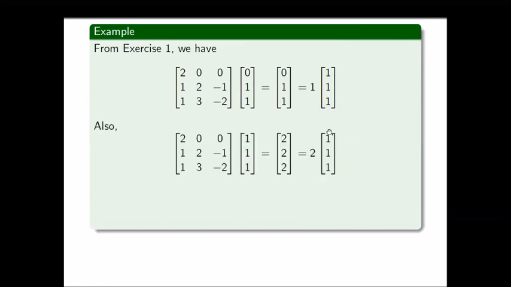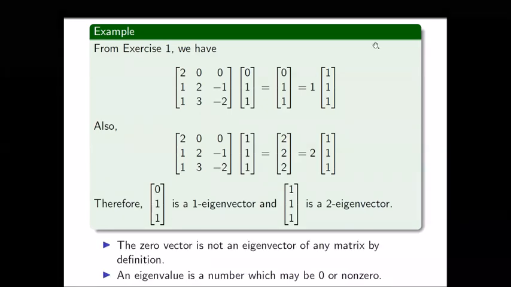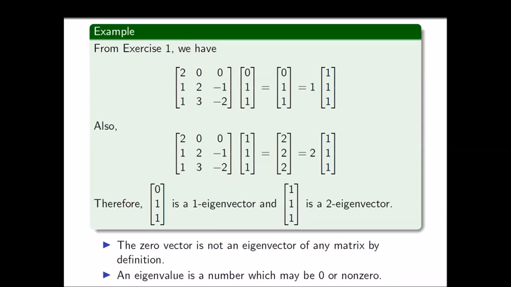In a similar fashion, if we multiply the matrix A with the vector 1, 1, 1, we end up getting 2, 2, 2, which is 2 times 1, 1, 1. So the vector 1, 1, 1 is also an eigenvector of the matrix A, but for eigenvalue 2. Note that the 0 vector is not an eigenvector of any matrix just by definition, but the eigenvalue can be 0 or non-zero.